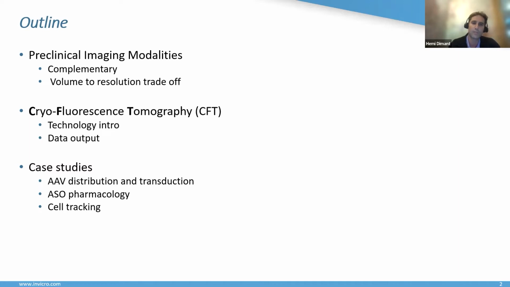I'm going to be going through three specific ones. The first one looking at AV distribution versus transduction, a question very important when we're doing gene therapy development. Looking at ASO pharmacology, so a very broad study where CFT was a part, looking all the way from PK, PD, all the way to microscopy on, again, all of those case studies, the same animals. So really where we maximize the data collection. And lastly, cell tracking.